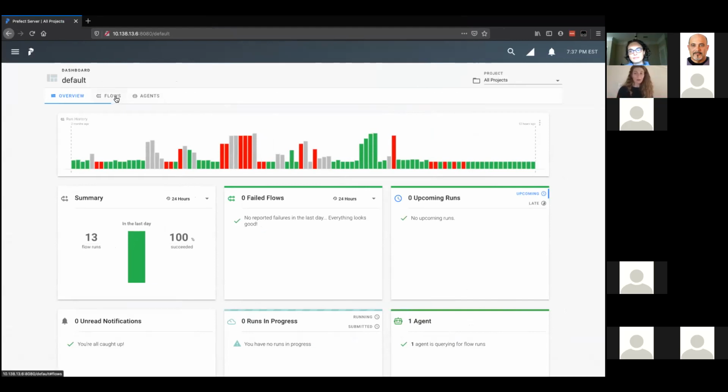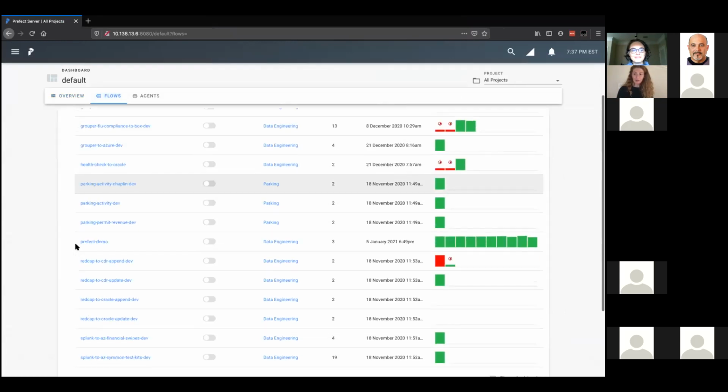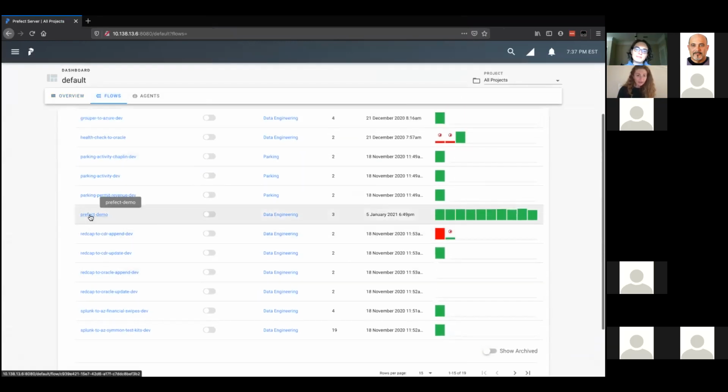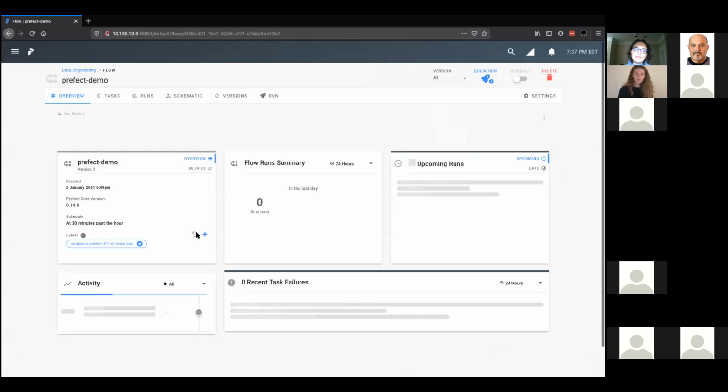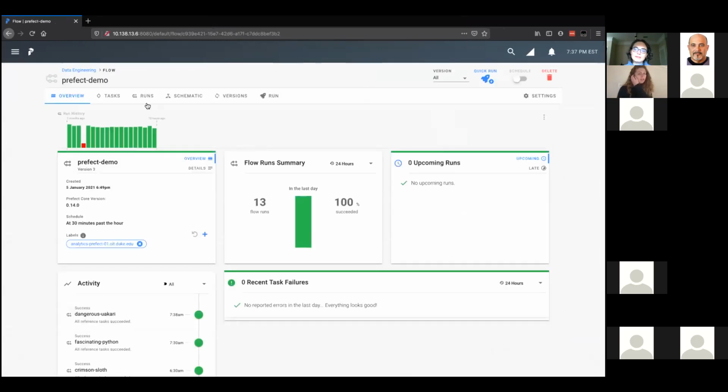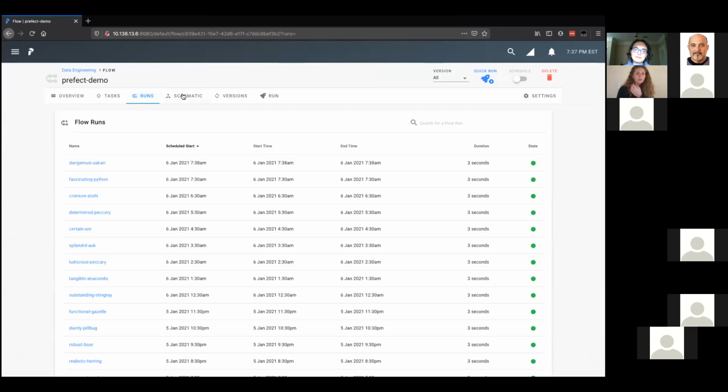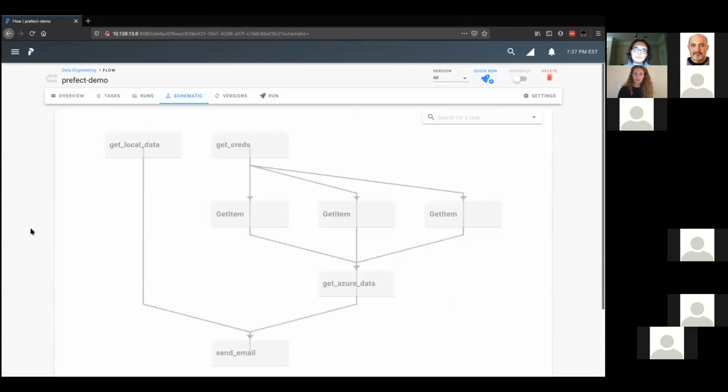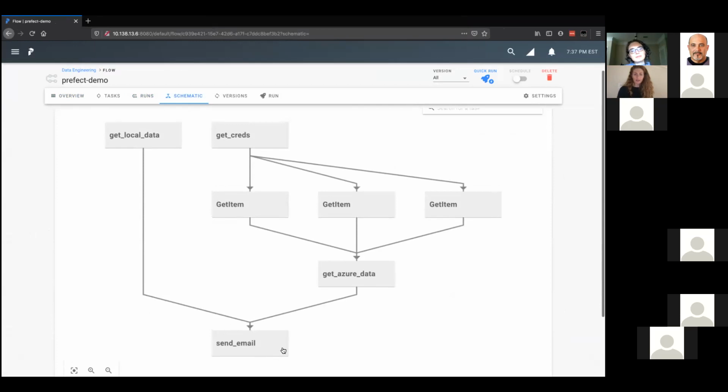Everything's broken per usual. So the flow I want to look at is Prefect demo. And I'm going to show you what the flow looks like here. So I've got a final task to send an email, and that has to wait. So it has dependencies. It has to wait until this task to get local data runs, as well as the task to get Azure data. Get Azure data has to wait on these guys to run. So the get creds task will have to run first.